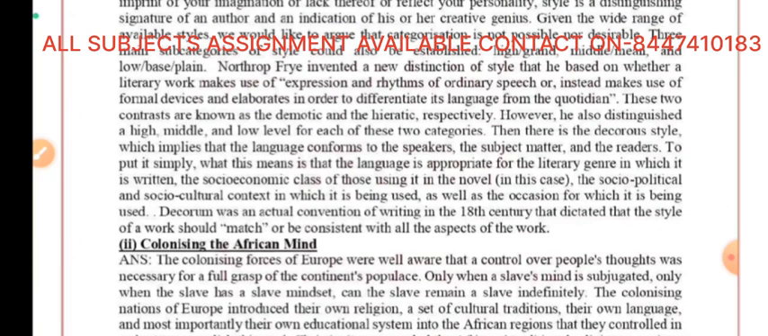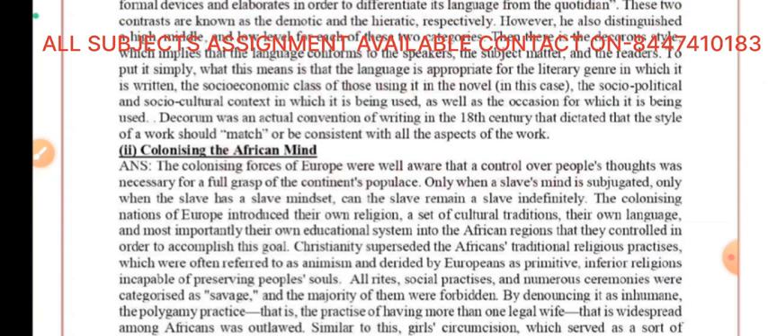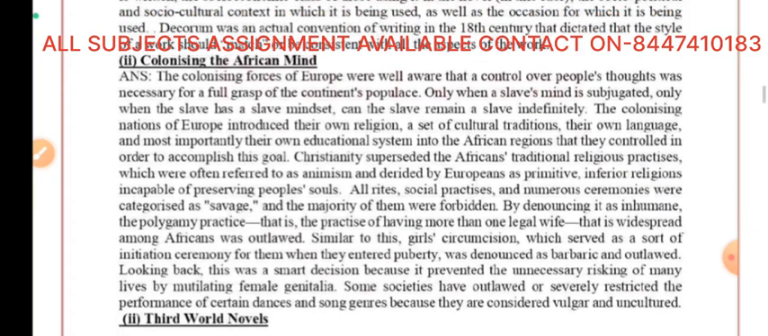Then there is the decorous style, which implies that the language conforms to the speaker, the subject matter, and the readers. To put it simply, what this means is that the language is appropriate for the literary genre in which it is written, the socio-economic class of those using it in the novel, the social, political, and socio-cultural context in which it is being used, as well as the occasion for which it is being used. Decorum was an actual convention of writing in the 18th century that dictated that the style of a work should match or be consistent with all the aspects of the work.